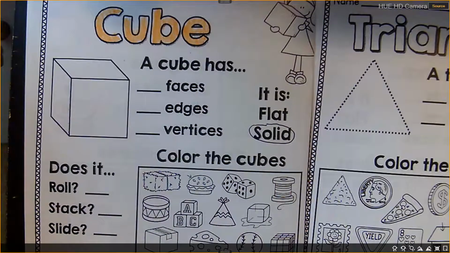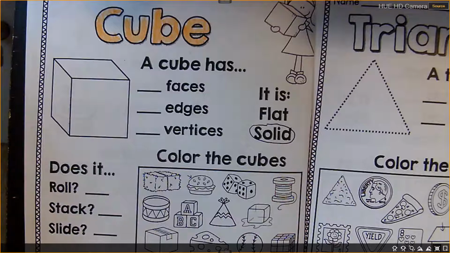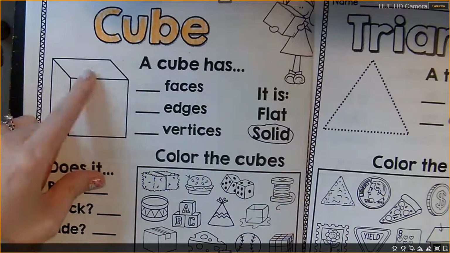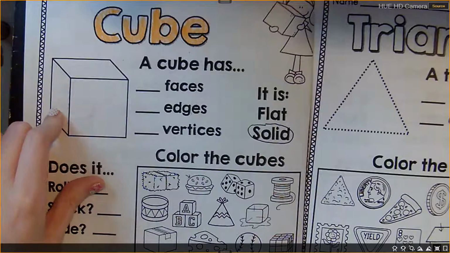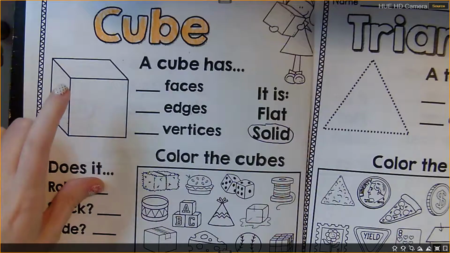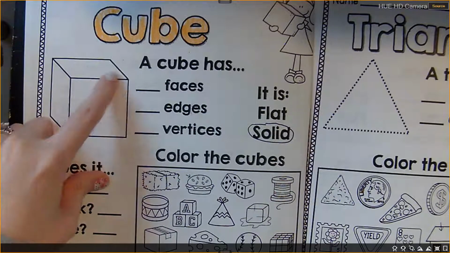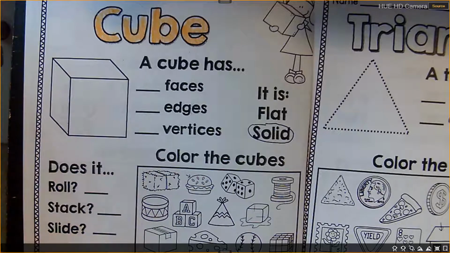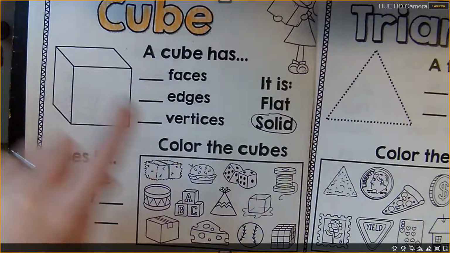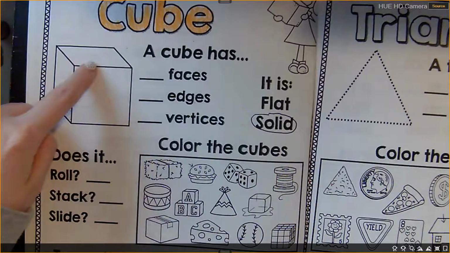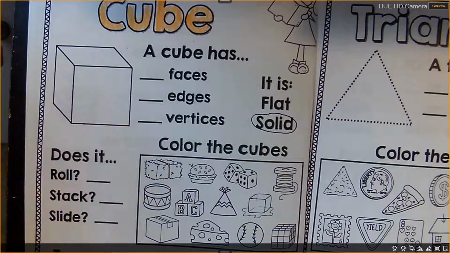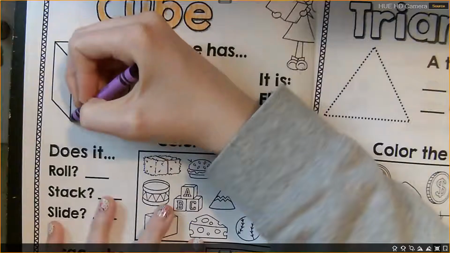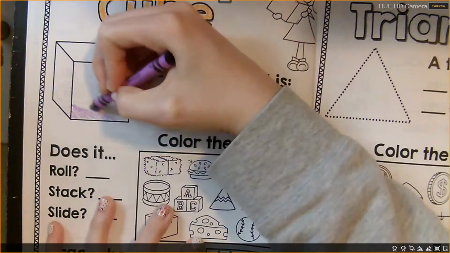And 3D shapes, we talk about different things. We talk about faces, edges, and vertices. Faces are the flat sides on the 3D shape. Edges are the lines that are around the shape. And vertices are the points where the edges meet. So where the lines meet is a vertice. And so this is a face on a cube.